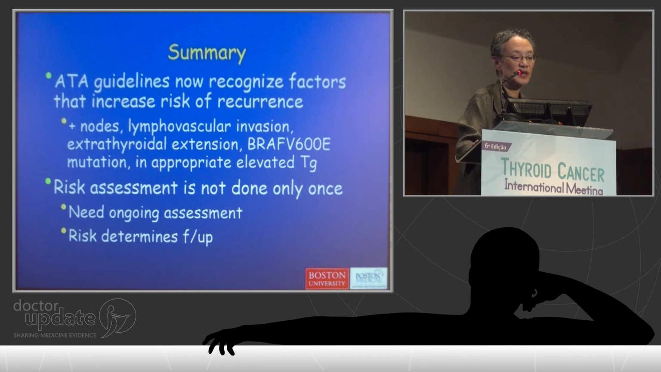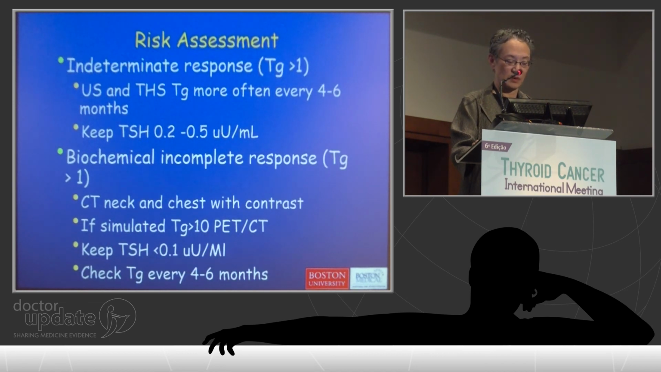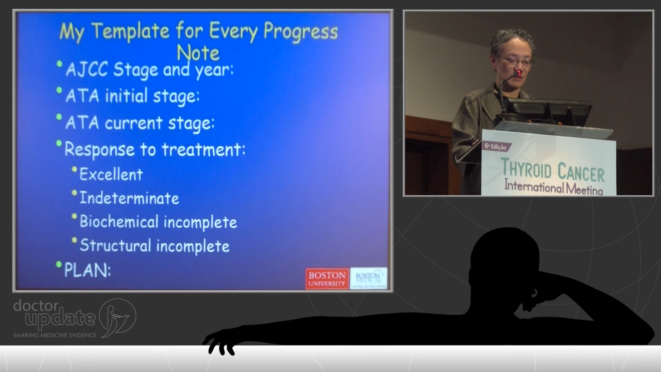So the ATA guidelines recognize factors that increase the risk of recurrence, and I won't read the list because we've talked about it so many times already. The risk assessment is not done once. It's something that you have to do every time you see a patient. And I just wanted to show you what I actually do. I have this template for my note, and every patient I see with thyroid cancer, I put it in again. So oftentimes I don't have to rewrite it because it's going to be what was the AJCC stage and what year were they diagnosed? What was their initial ATA risk? What is their current risk today? What do I think the risk is today?